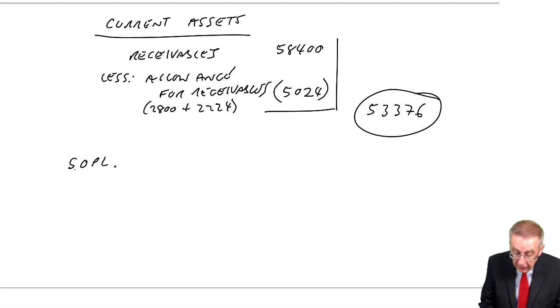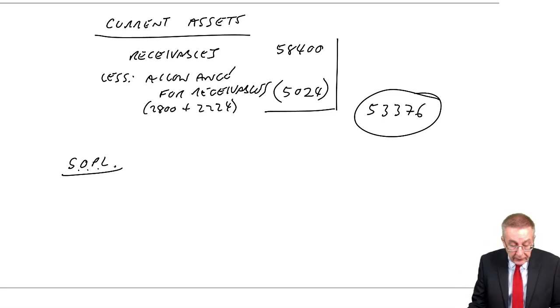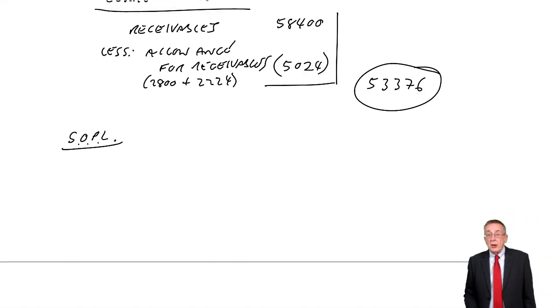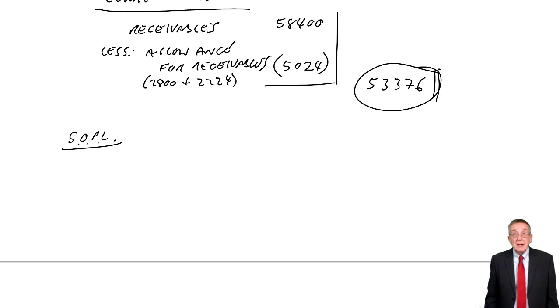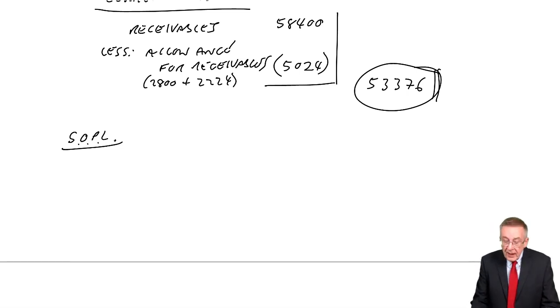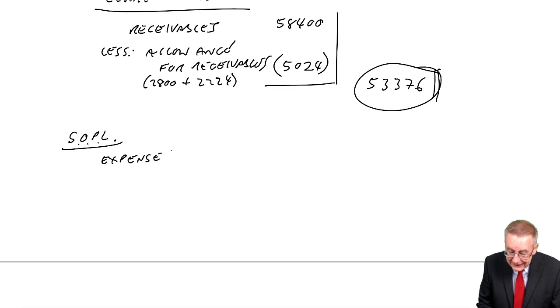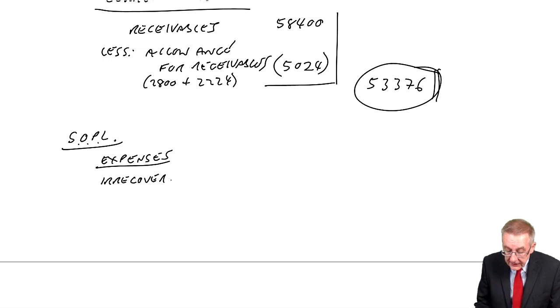Finally, on the statement of profit or loss. Well, there is a cost of doing this, because remember, when I arrived as accountant, receivables were 62,500. And we've ended up showing a much lower total of 53,376. And why? Because we removed some irrecoverables. It's costing us money to do that. And on top of that, we reduced by this allowance. Well, reducing the receivables is costing us. And so under the heading expenses, along with all our normal expenses, rent, electricity, telephone, wages, depreciation, and so on, we have this extra expense, irrecoverable and doubtful debts expense.